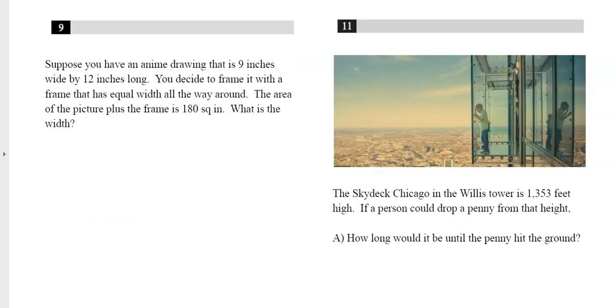Suppose you have an anime drawing 9 inches wide by 12 inches long. So that's the actual drawing. And then you want to frame it with a frame that has an equal width all the way around. The area of the picture plus the frame is 180. So find the width. So I'm going to go off the screen a little bit on this one, so we have a little more room.